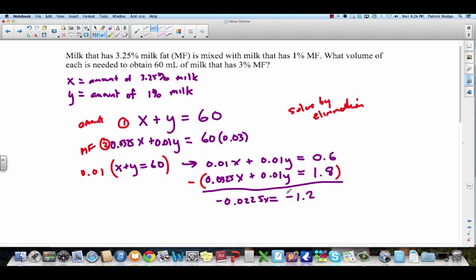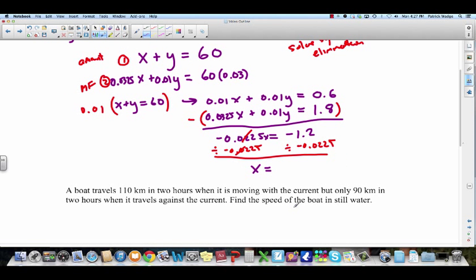Okay, last step is, since this is negative 0.0225 times x, I need to divide by negative 0.0225 and do the same over here, divide by negative 0.0225. So what happens? These cancel, and I'm left with x on this side. A negative divided by negative is positive, so I'm going to end up with a positive amount, which is good. It'd be weird if we didn't have a positive amount.